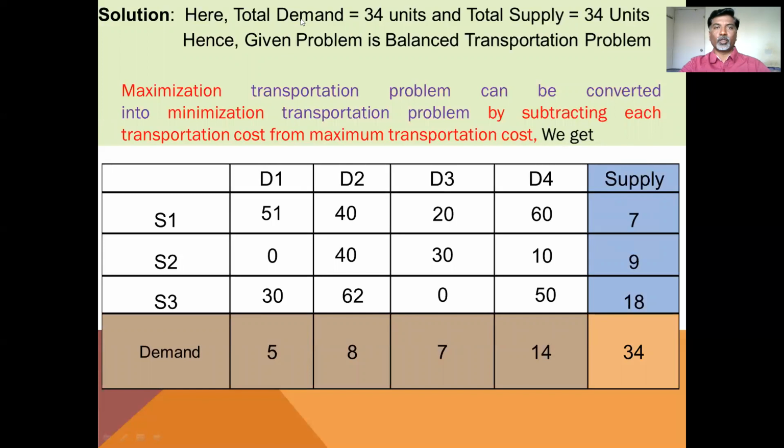So here total demand equals 34 units, total supply equals 34 units. Hence the given problem is a balanced transportation problem. The first thing we have verified. Second, we are going to convert maximization into minimization.